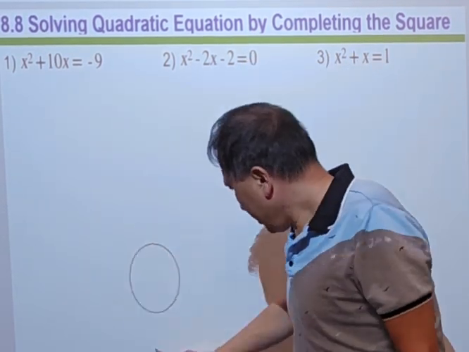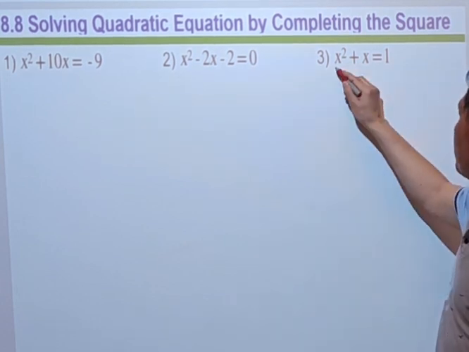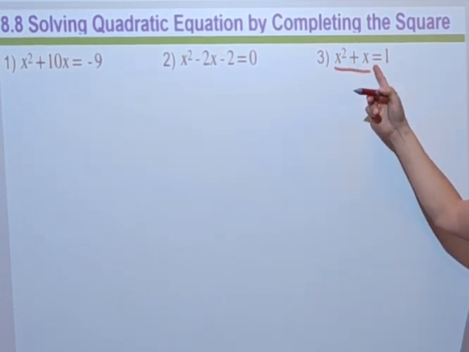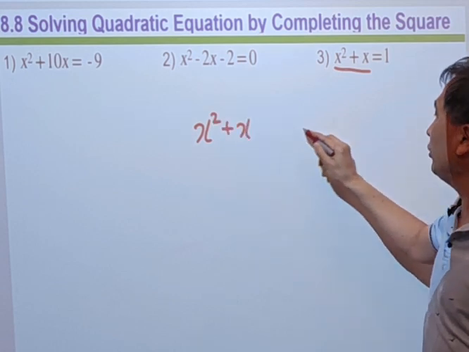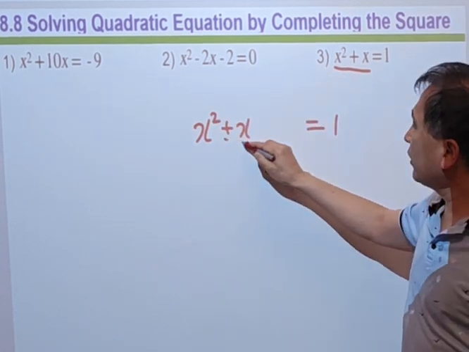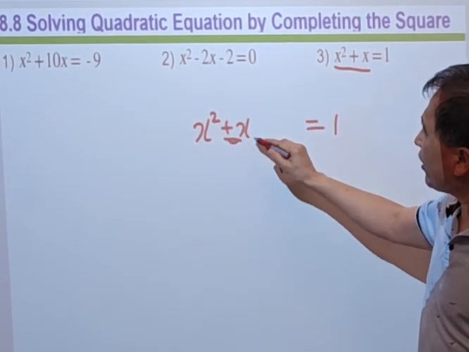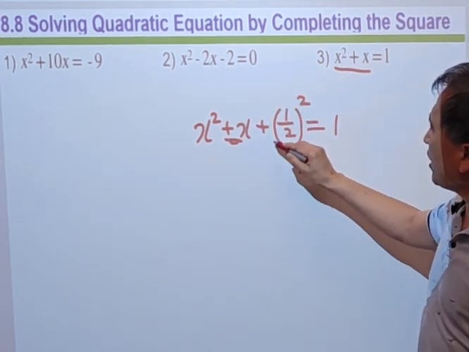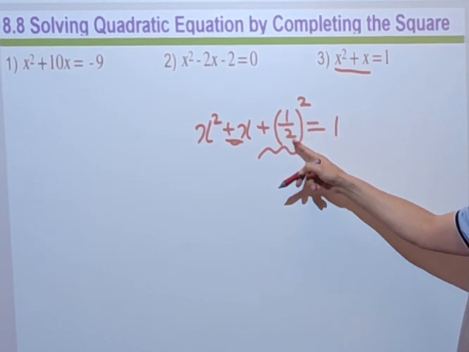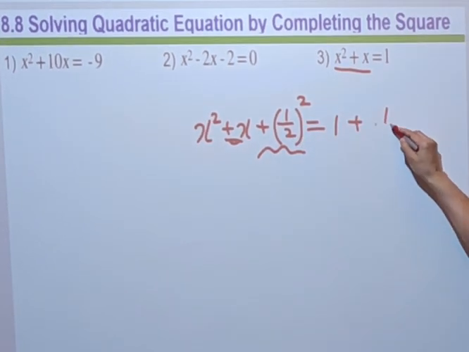And the last one. Same, but there's no constant here, right? We can do it right there: x squared plus x equals 1. Half of the middle coefficient: there's a 1 there, so 1 divided by 2 is 1 half, and that squared. So that means you add here 1/4, right? So you add 1/4 here.